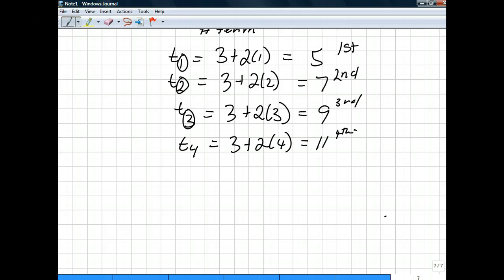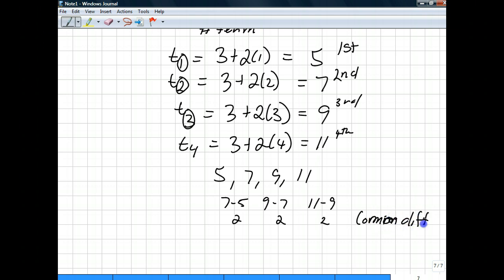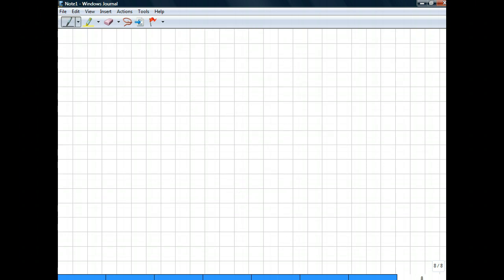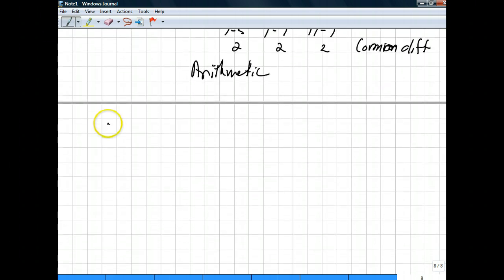Right, and so now we have 5, 7, 9, and 11. 7 minus 5 gives us 2. 9 minus 7 gives us 2. 11 minus 9 gives us 2. So this is a common difference. That means it's arithmetic. The fact that it has a common difference tells us that it's arithmetic.